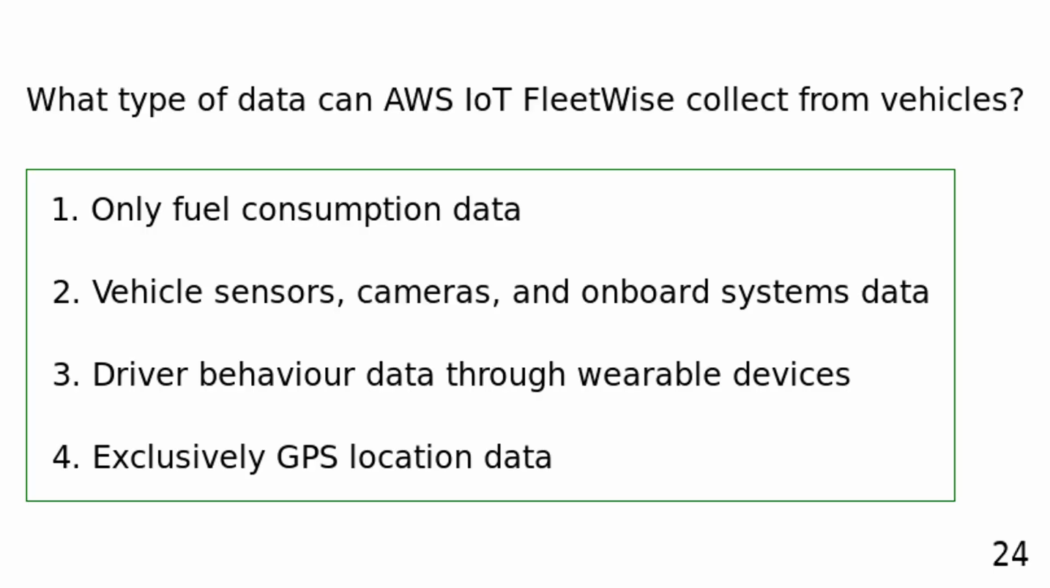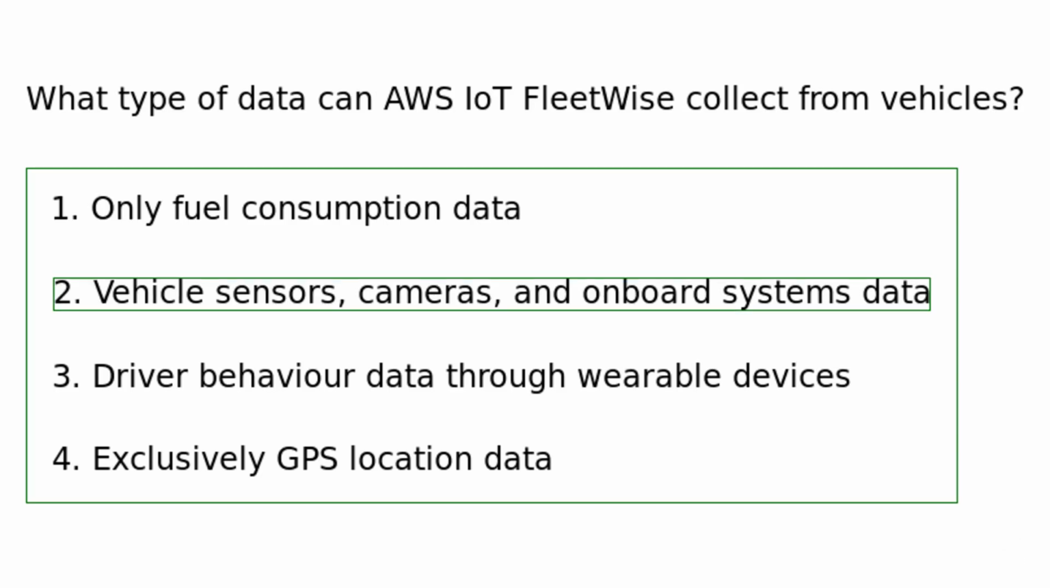What type of data can AWS IoT FleetWise collect from vehicles? Only fuel consumption data. Vehicle sensors, cameras, and onboard systems data. Driver behavior data through wearable devices. Exclusively GPS location data. AWS IoT FleetWise can collect a wide range of data from vehicle sensors, cameras, and onboard systems, not limited to a single type of information.